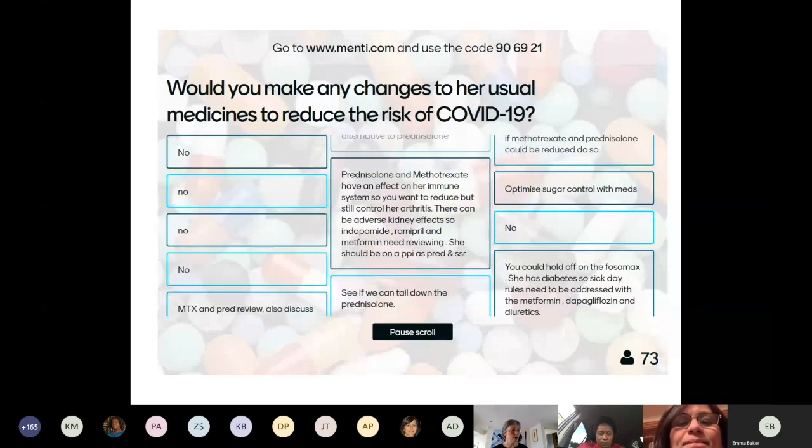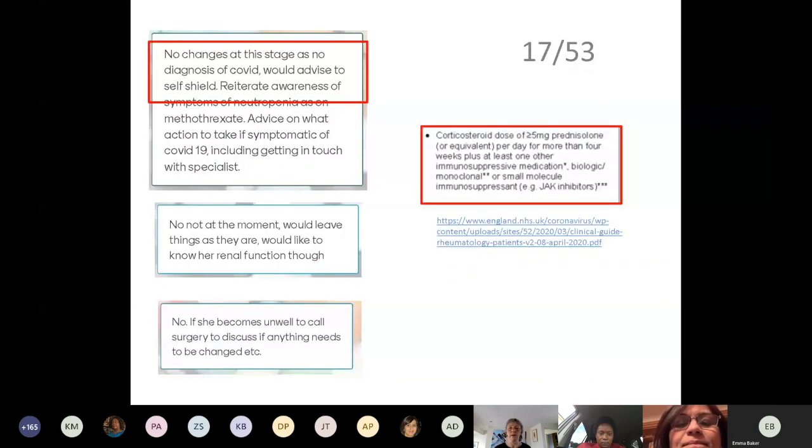I had to fix a point at which to try and make some answers to your questions. I tried to pull out some themes when you got to 53 people, but I think the themes are similar for the remaining 20 people who've joined. So there were about a third of people who said, at this stage when she's well, they wouldn't make any changes to her medicine.